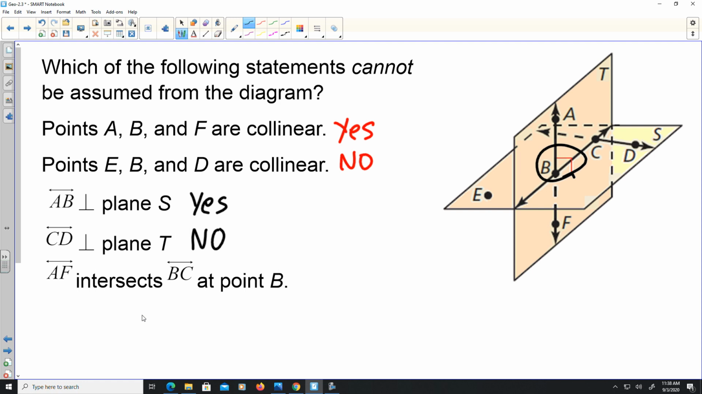And then finally, the last statement says AF, which is right here, intersects BC at point B. Because they gave line segments, and it shows that they do in fact intersect at point B, yes, I can make that assumption. So that is dissecting a diagram through assumptions, and that is also how we use postulates and diagrams. I hope this helps.